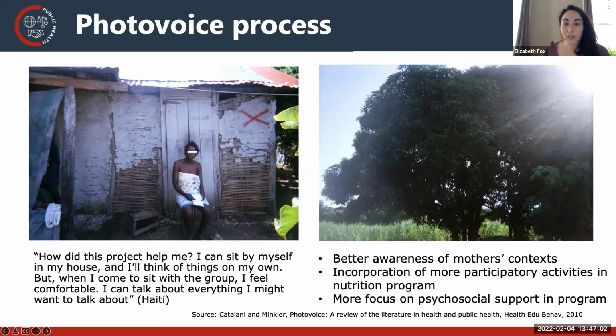So this illuminated to her and gave her a little bit more awareness of the population she was working with. And as a result, during the monthly education sessions with participants, that health worker started to incorporate more participatory activities to elicit those experiences and to provide a space for those mothers to share their experience if they wanted, versus kind of a more didactic educational approach, which often was occurring before.